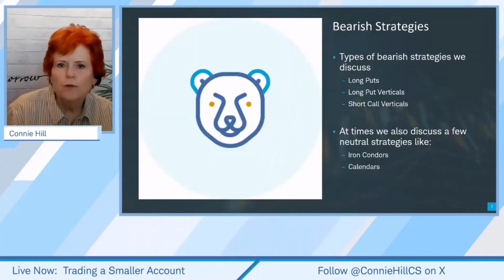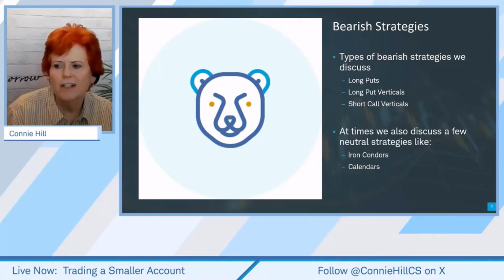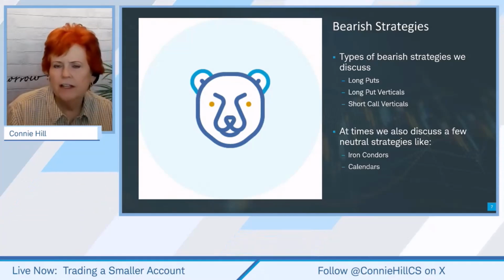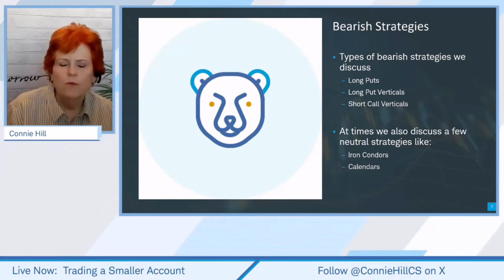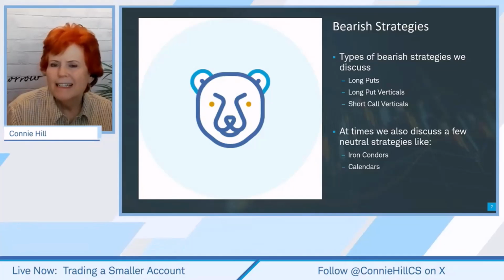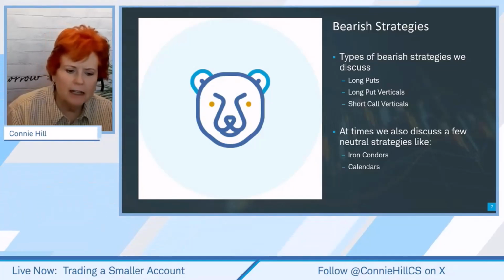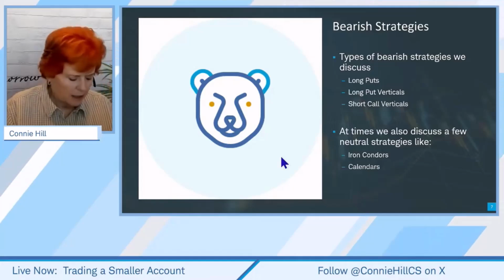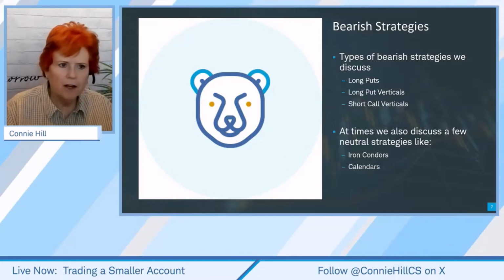When we're bearish, we're mainly going to focus on a few strategies: long puts, long put verticals, and short call verticals. Sometimes when the market's a little bit more neutral, we'll work on throwing in some calendars in there, some iron condors when we're in less trending conditions. But right now, it looks like we are trending. All right, let's jump back over to our thinkorswim.